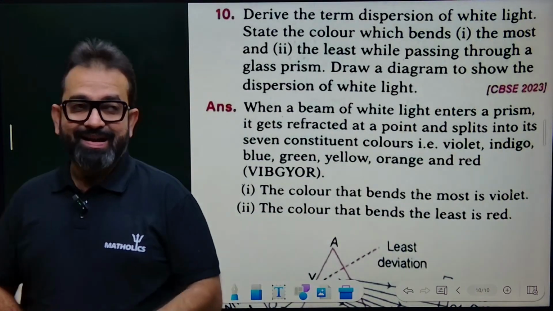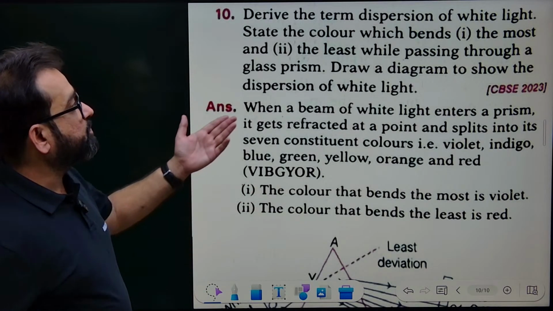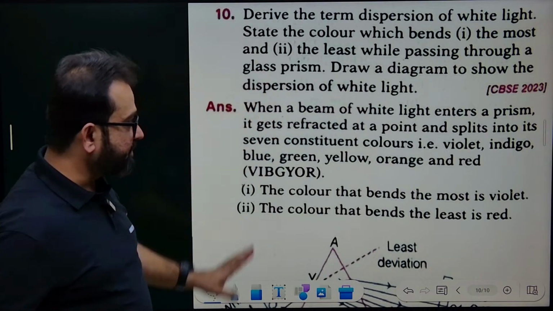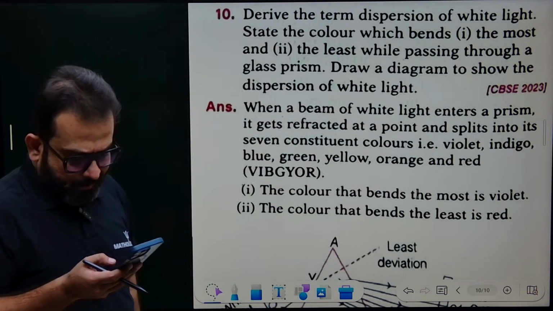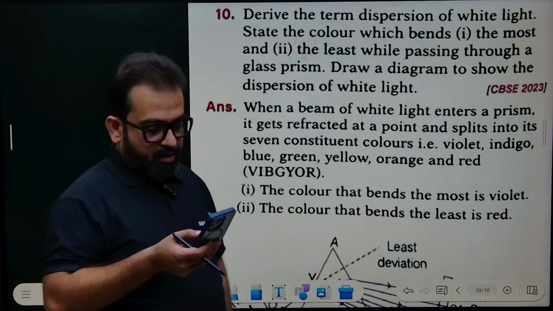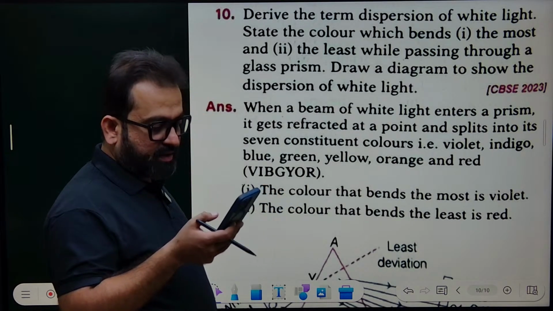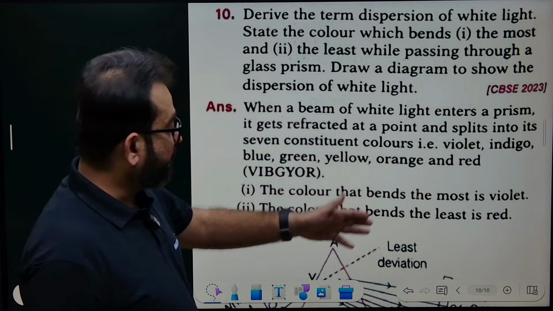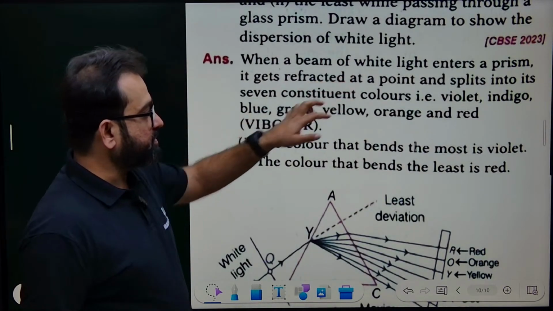What is the question? Define the term dispersion of white light. State the color which bends the most and which bends the least while passing through a glass prism. Draw a diagram to show dispersion of white light. Now, for dispersion, at least a 3 to 4 marks question is expected. This is from CBSE 2023.